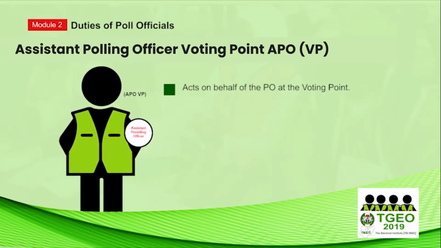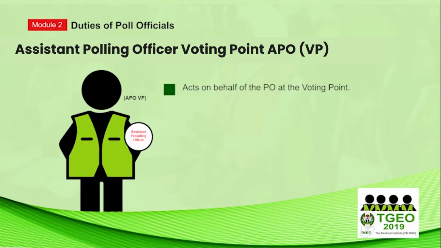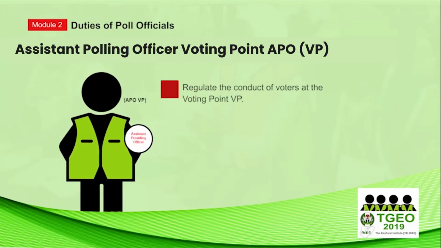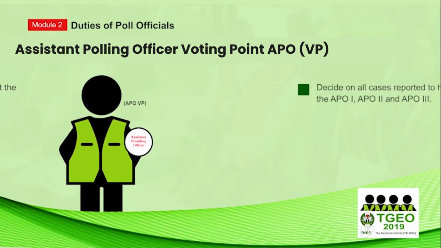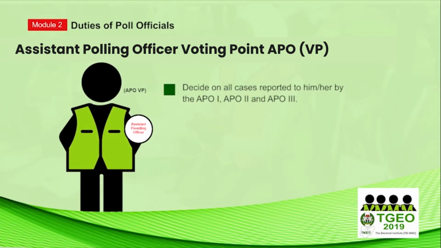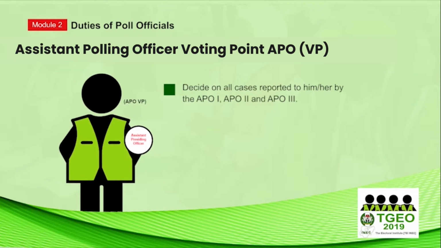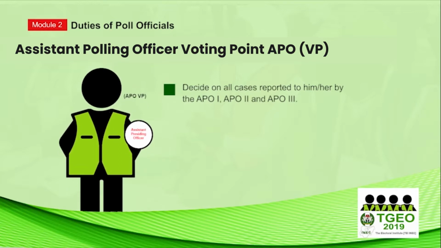Act on behalf of the PO at the voting point. Regulate the conduct of voters at the voting point (VP). Decide on all cases reported to him or her by the APO1, APO2, and APO3.